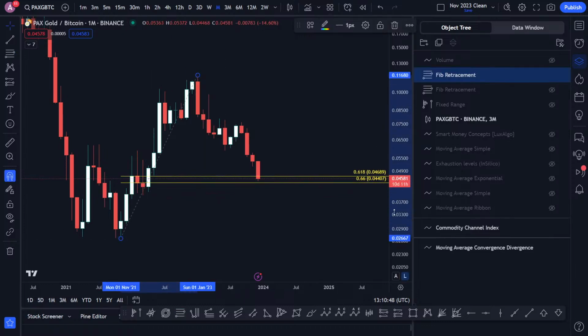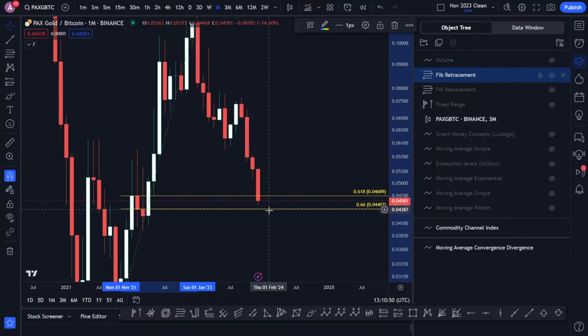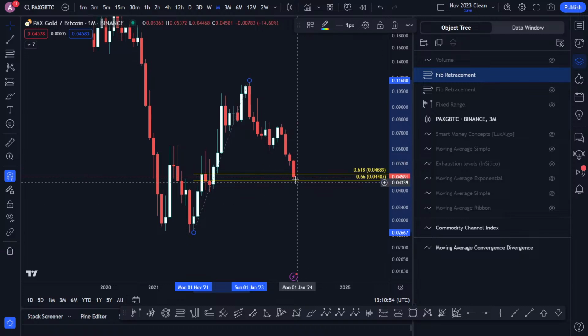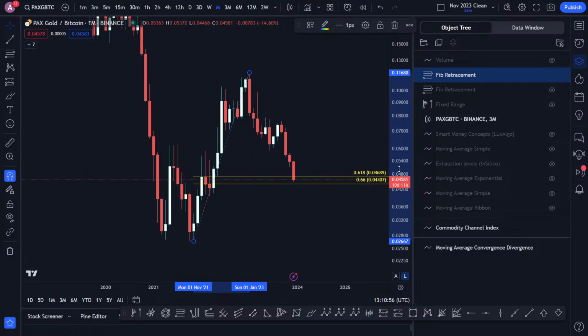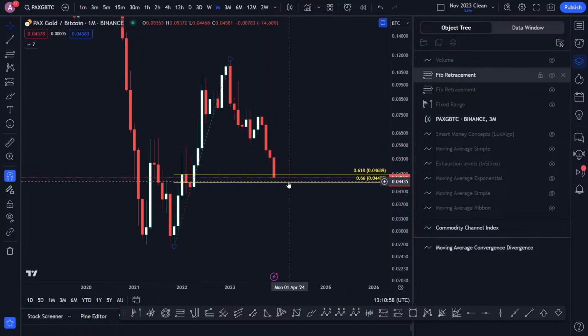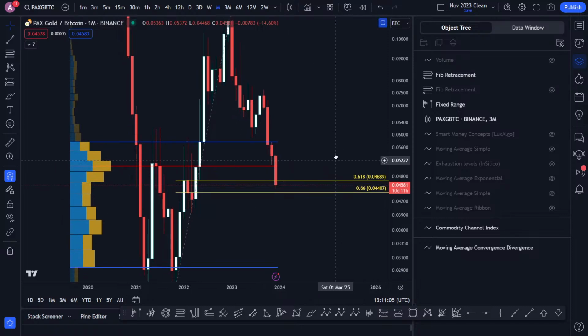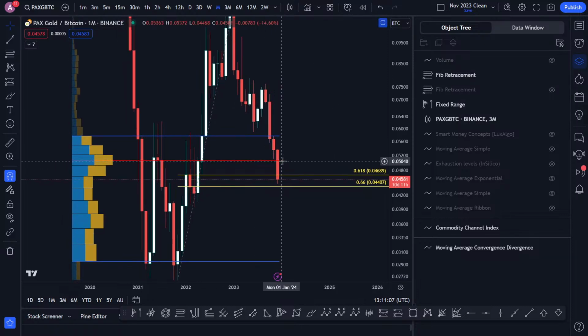Oh yeah, look. It corresponds with the golden pocket as well. This is actually a good place to get back into gold. This is kind of the area. But of course, how far are you going to trade this? You're underneath the point of control, which is where most of the volume is.